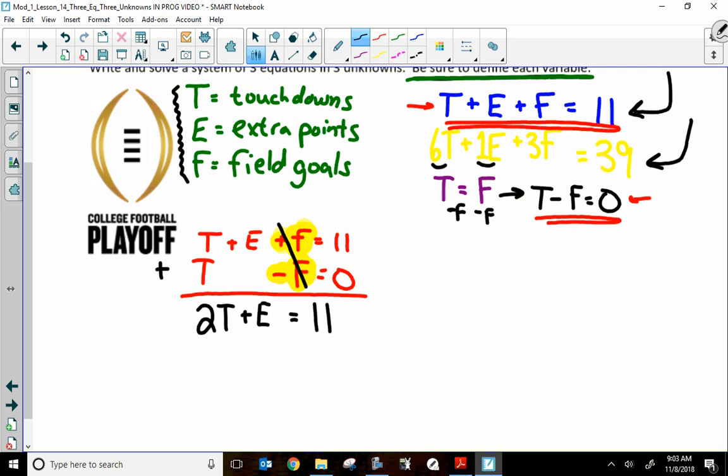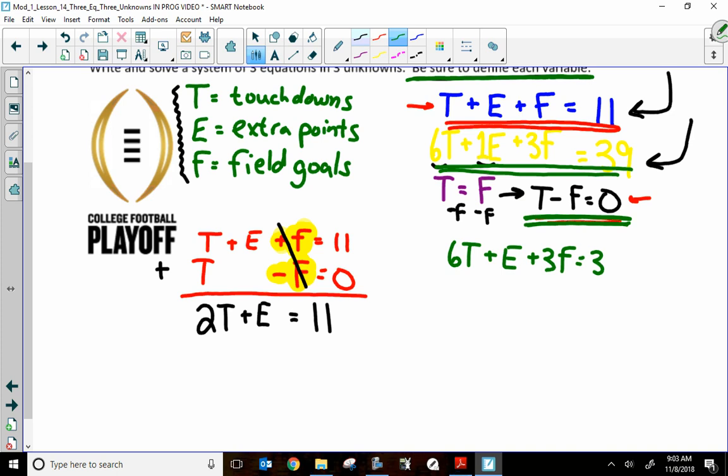Now, I can pick two other equations to get rid of an F. Okay, let's see here. Why don't we do the second one, because I have to pick the second one. And I can either pick the first equation or the last equation. I'm going to pick this last equation. That's nice, like that. So I've got 6T plus 1E plus 3F equals 39. All right? And now I got T minus F equals 0.